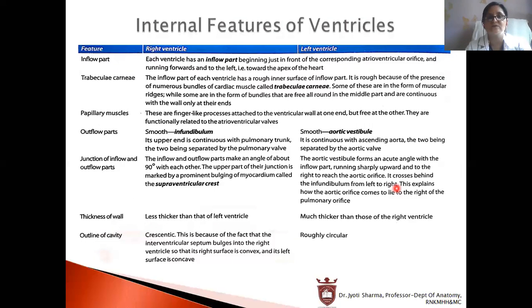The trabeculae carneae. The inflow part of each ventricle has a rough inner surface. It is rough because of the presence of numerous bundles of cardiac muscle called trabeculae carneae. Some of these are in the form of muscular ridges, while some are in the form of bundles that are free all around in the middle part and are continuous with the wall only at their ends.